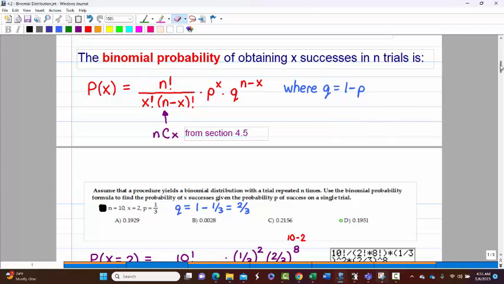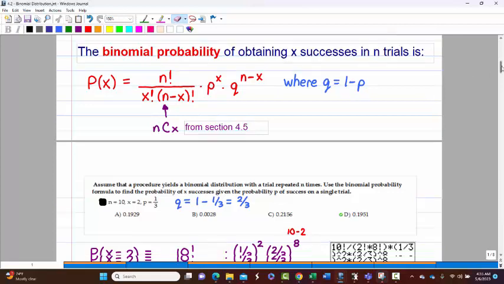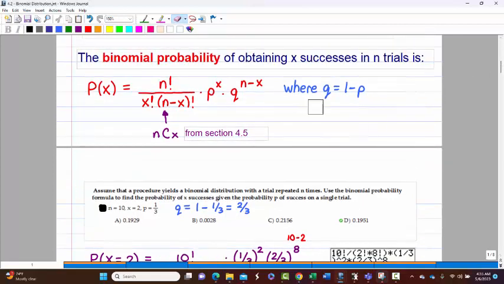And there's the formula for that. N, P, and X are the key variables. Of course, like I said, Q is in there, but remember, Q is always just 1 minus P. It's not a separate number you have to come up with or know. As long as you know P, you got Q.